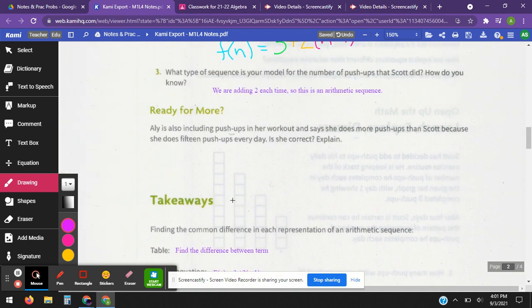All right, let's look at this. Ready for more? Allie is also including push-ups in her workout and says she does more push-ups than Scott because she does 15 push-ups every day. Is she correct? Explain. Well, if she does 15 every day, is she doing more? Allie's table would just be 15 to 15. So at the start, she's doing more, 15, etc.